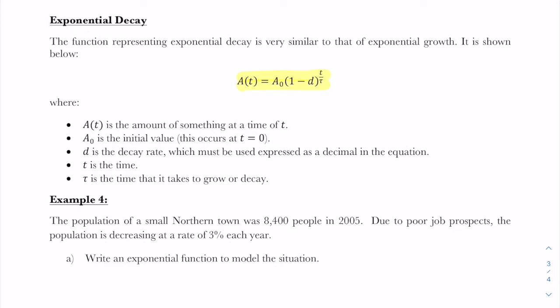So once again, A of t is the amount of the quantity at time t. A0 is the initial value that usually occurs at t equals 0. Instead of 1 plus g in the brackets, we have 1 take away d. D is what's called the decay rate. This has to be expressed as a decimal as well, very important. Little t once again is the time, and tau is the decay time in this case. I'll make another note, t and tau must be in the same units.